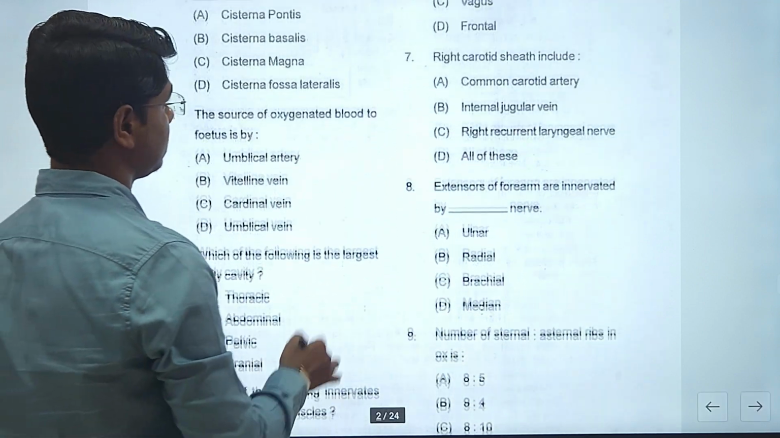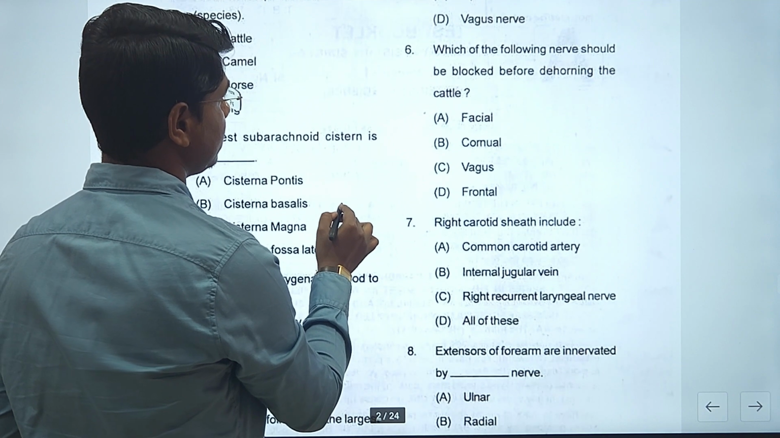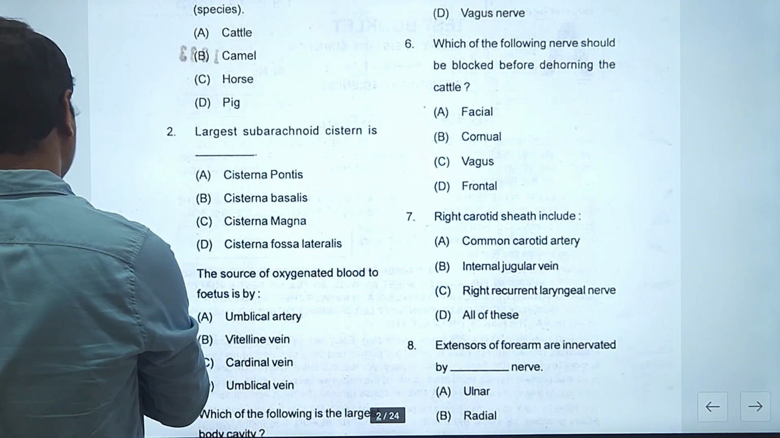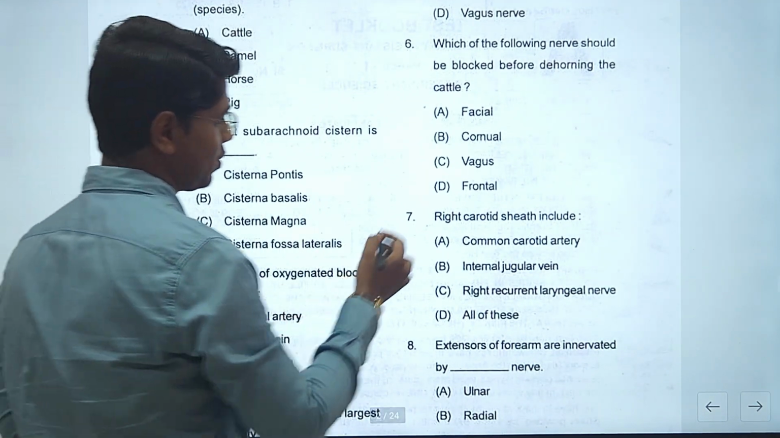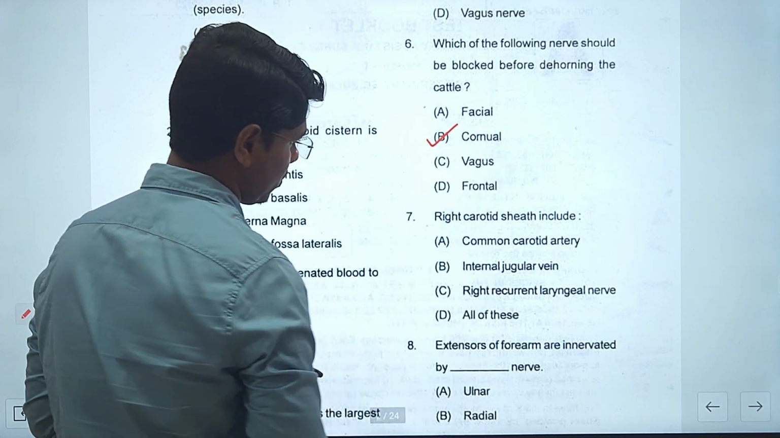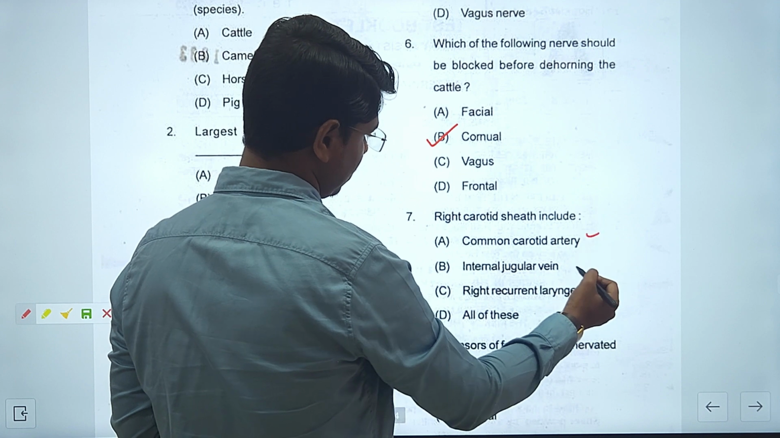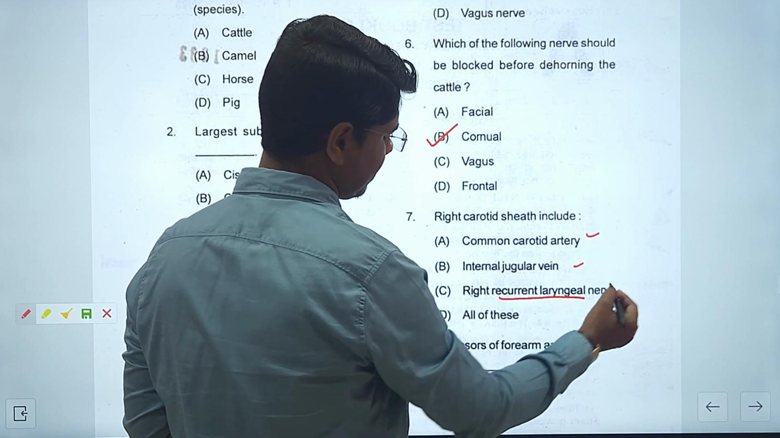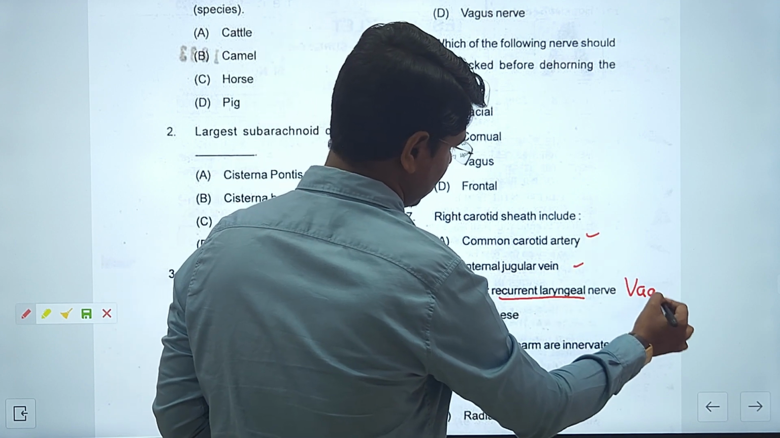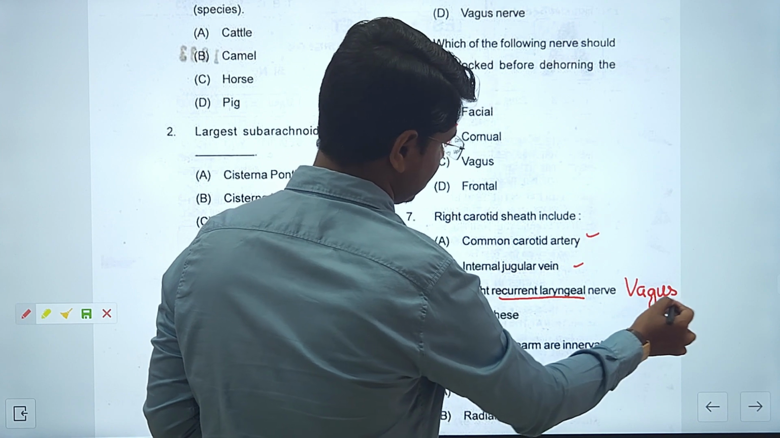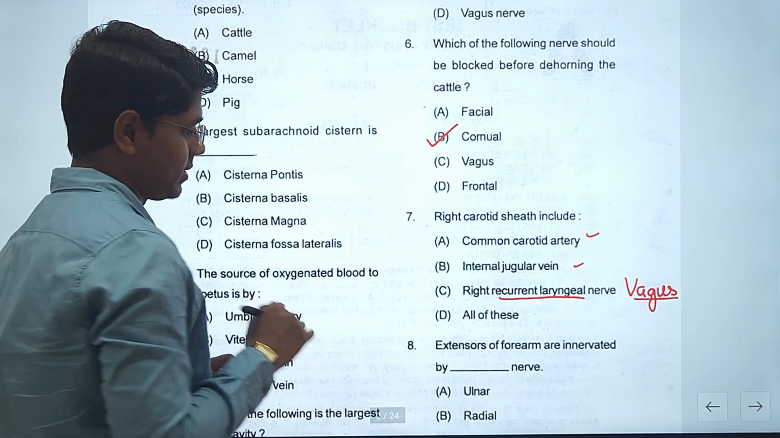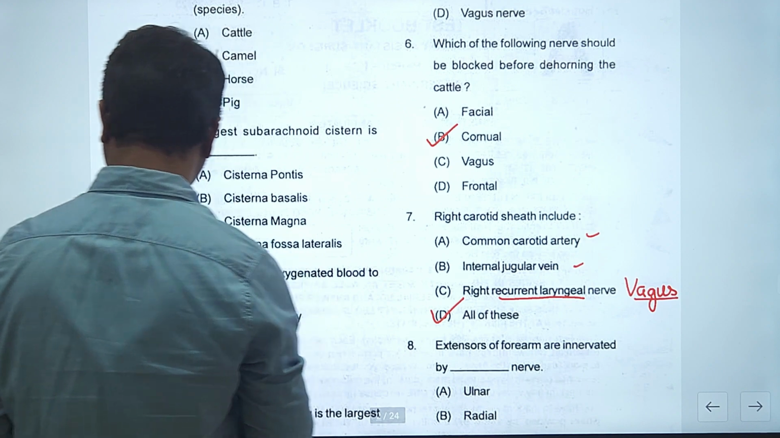Next, which of the following nerve should be blocked before dehorning? It is cornual. Very common question, cornual. Right carotid sheath includes common carotid artery, jugular vein and the recurrent laryngeal nerve, which is a branch of vagus nerve. Vagus nerve is a part of carotid sheath. The answer is all of these.